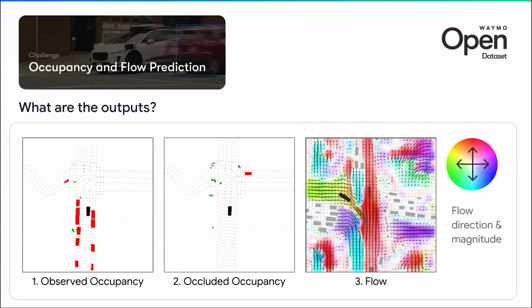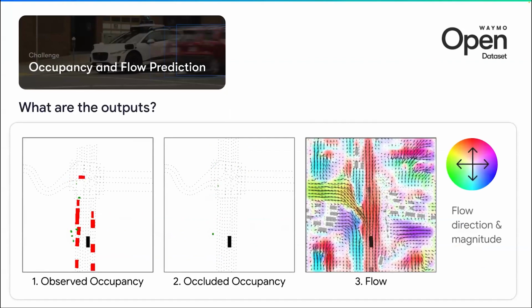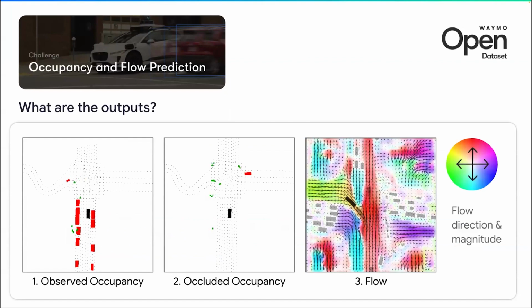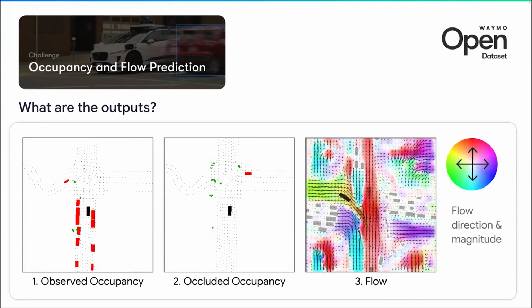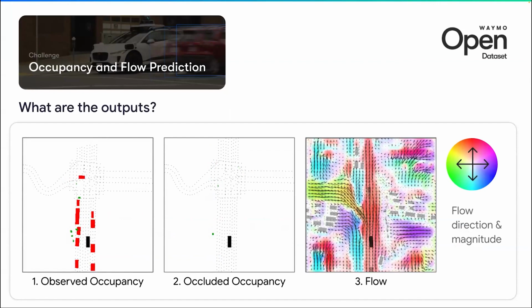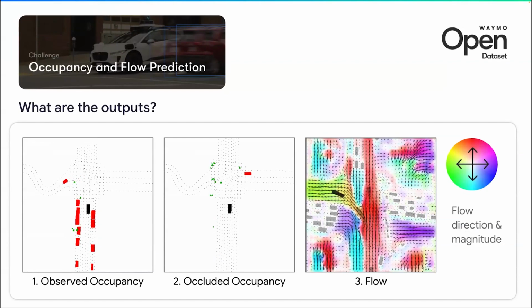There are 3 tasks or 3 disjoint predictions in this challenge. The first task is to predict the future occupancy of agents, which are already observed. The second task is to predict the future occupancy of agents, which are currently occluded and appear at some point in the future. For example, as you see in the middle figure, the ego vehicle, as it gets closer to the intersection, it may get to see some additional agents.